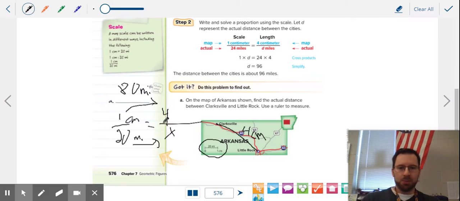If you just do the standard proportion, you cross multiply, you get 1x equals 80. Don't forget that it's in miles, okay? Because we're converting from centimeters to miles. So it's very important you see the two different units. One is centimeters on the map, and in real life, it's really 20 miles.